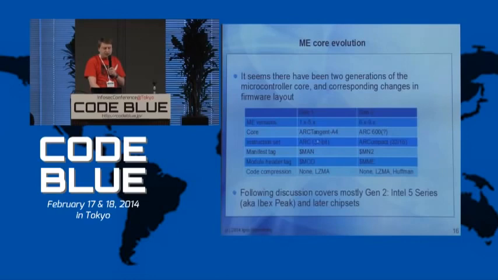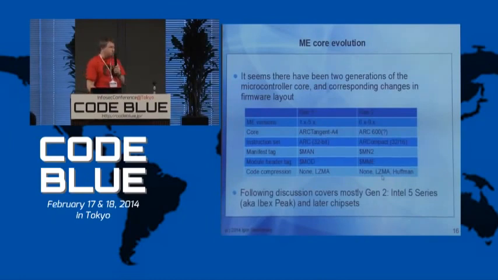For example, in the first generation, it seems they used an ARCtangent-A4 processor core with a 32-bit instruction set. In the second generation, it seems they switched to ARC 600 or something similar, which uses the ARCompact instruction set, which is mixed 32-bit and 16-bit. Also, in the new generation, generation 2, they started using Huffman compression for the modules, which I will talk about a bit later.